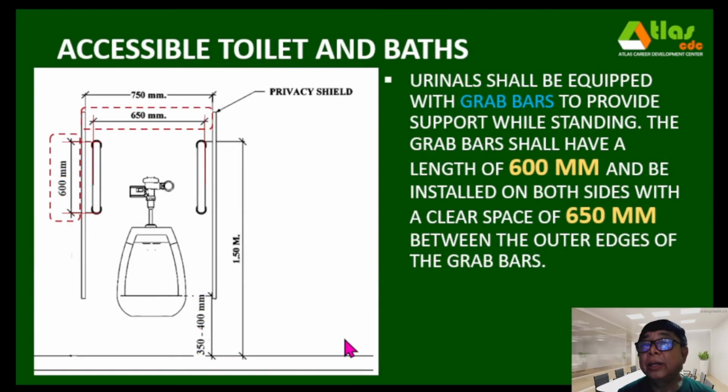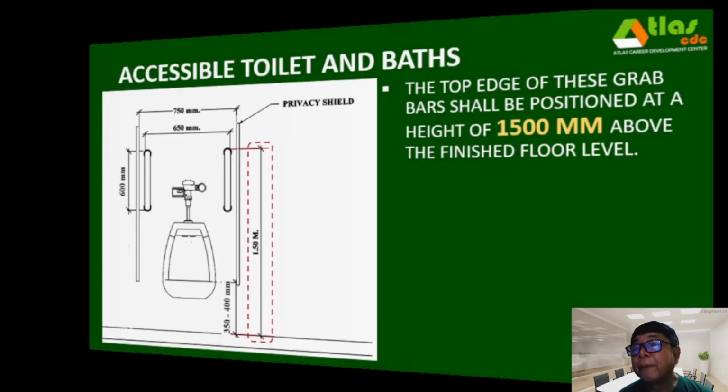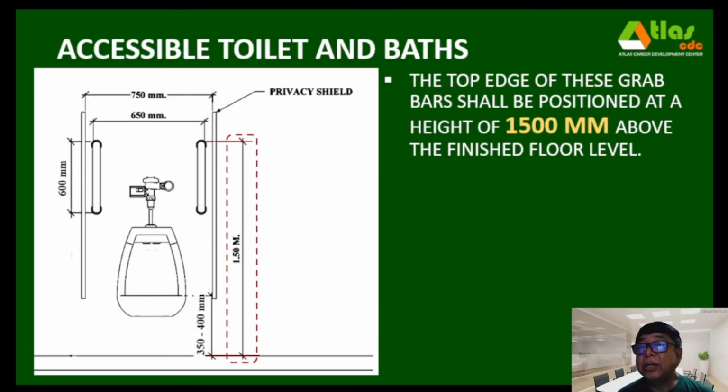And the urinals shall be equipped with grab bars to provide support while standing. The grab bar shall have a length of 600 mm and be installed on both sides with a clear space of 650 mm between the outer edges. From here and here is 650 mm between the outer edges of the grab bars. Now, the top edge of this grab bar shall be positioned at a height of 1.5 meters above the finished floor level.